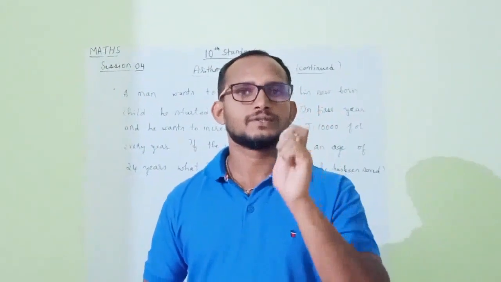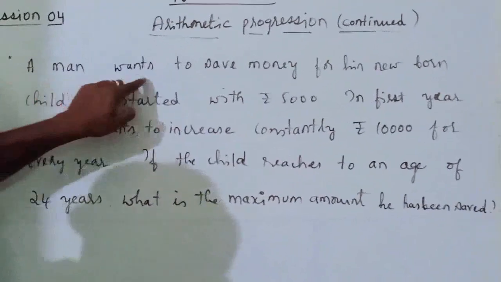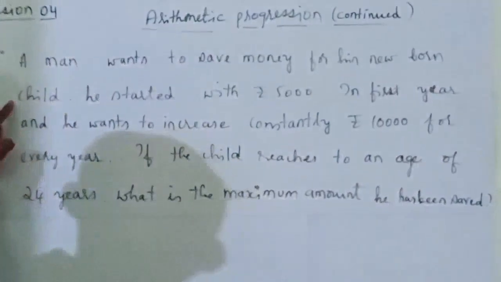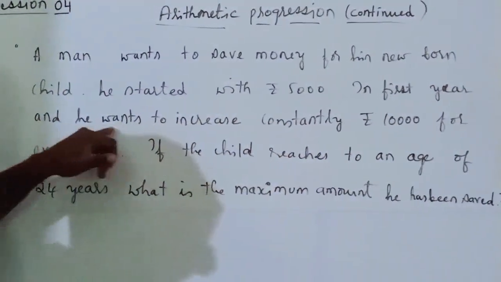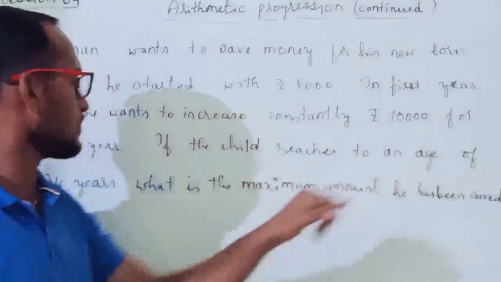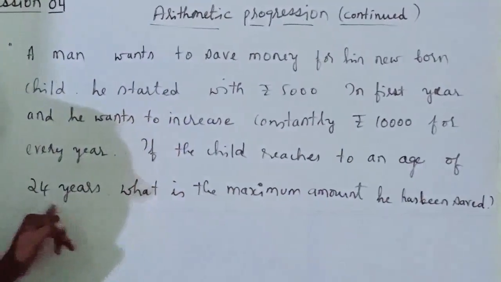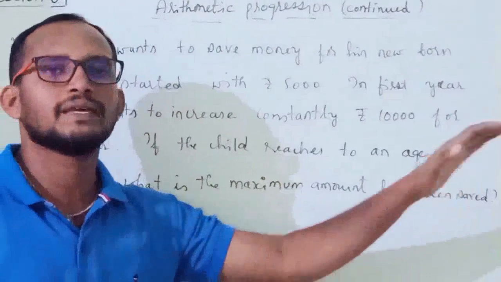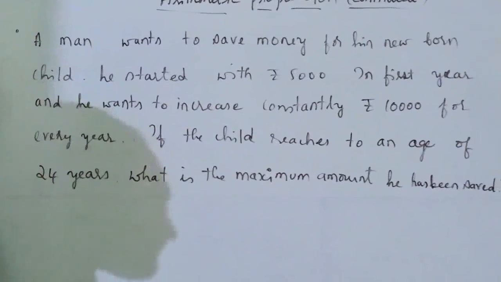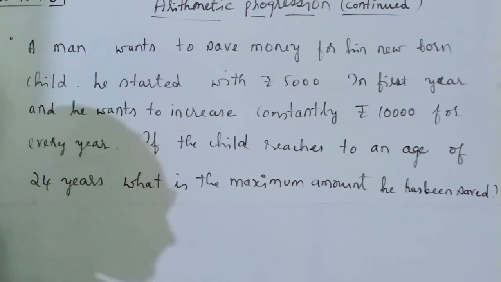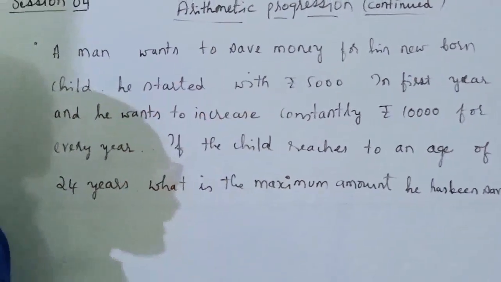Please listen to the problem carefully. A man wants to save money for his newborn child. He started with rupees 5,000 in the first year, and he wants to increase it constantly by rupees 10,000 every year. If the child reaches the age of 24 years, what is the maximum amount he has saved? So this was the question. Please note this question before you proceed with this video. Later on, you will get the final conclusion to solve this problem at the end of the session.